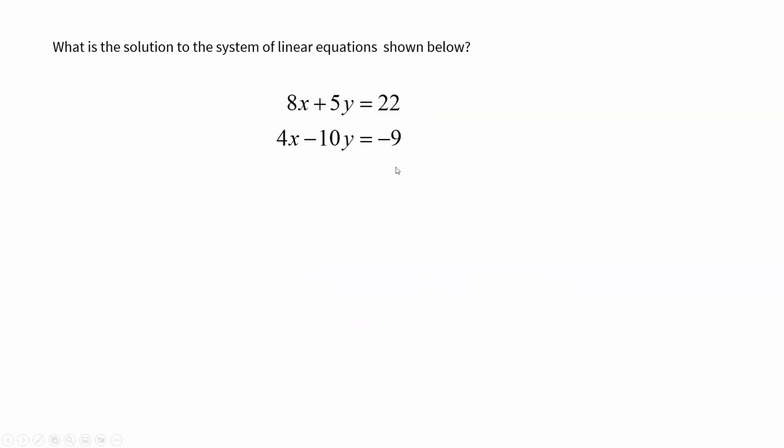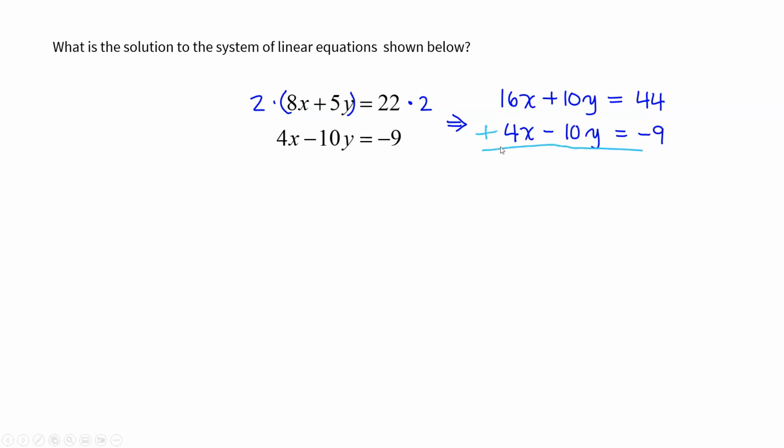Now, in this case, it was chosen to eliminate y again. It could have eliminated x's just as easily, but since the y's already had opposite signs, it was chosen to eliminate the y's. So multiply the top, both sides, by 2. You get 16x plus 10y equals 44. The bottom equation stays the same. When you add the two equations together, the y's cancel. You have 20x equaling 35. Divide both sides by 20, and when you simplify that fraction, you get 7/4.